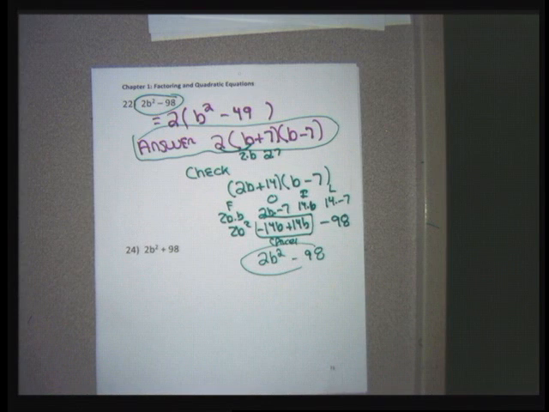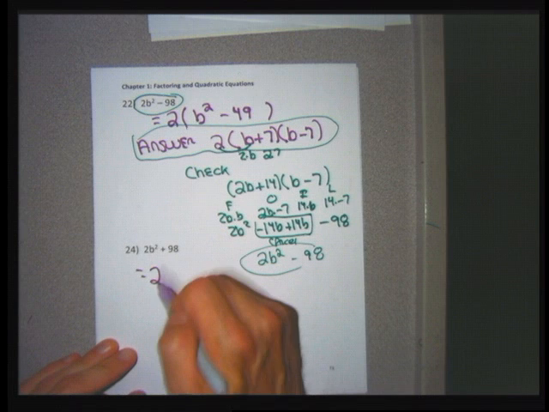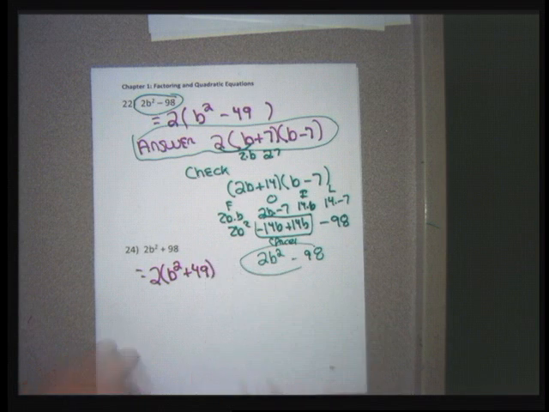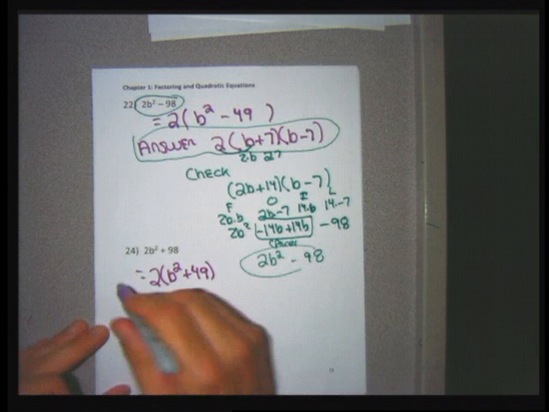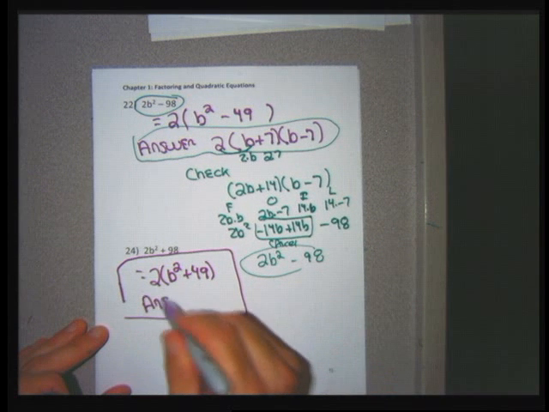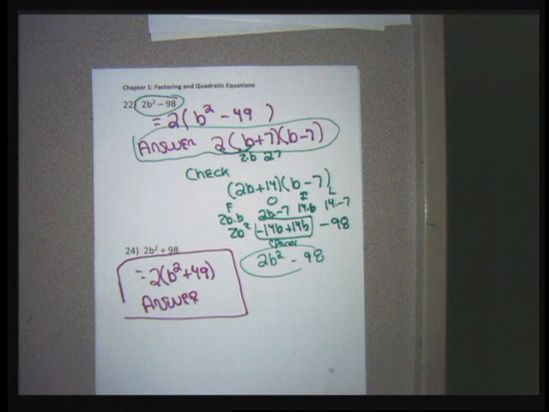24 is kind of the brother problem of 22, and it's the easier version. There's still a common factor of 2, so it would be wrong to say it's prime. But when I factor out the 2 by dividing the numbers by 2, what's left in the parentheses is a sum of squares, and I can't break a sum of squares into 2 parentheses because sums of squares are prime. So I'm going to say the answer to problem 24 would be 2 times b squared plus 49.